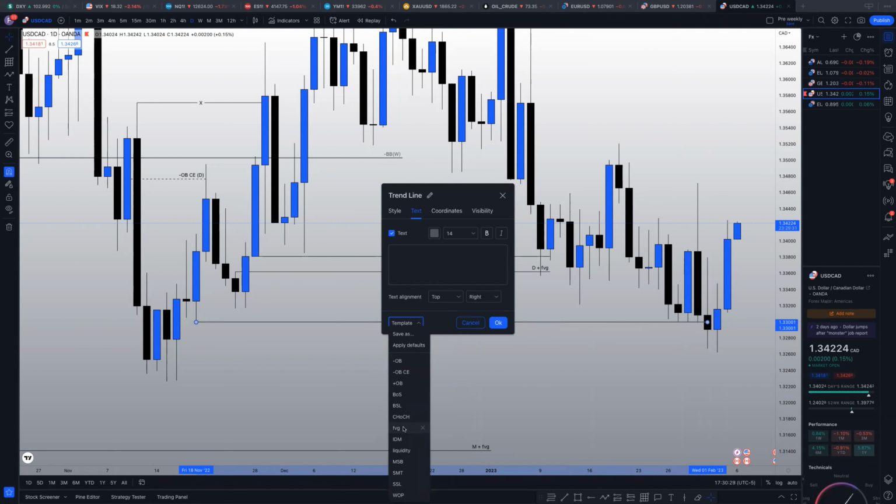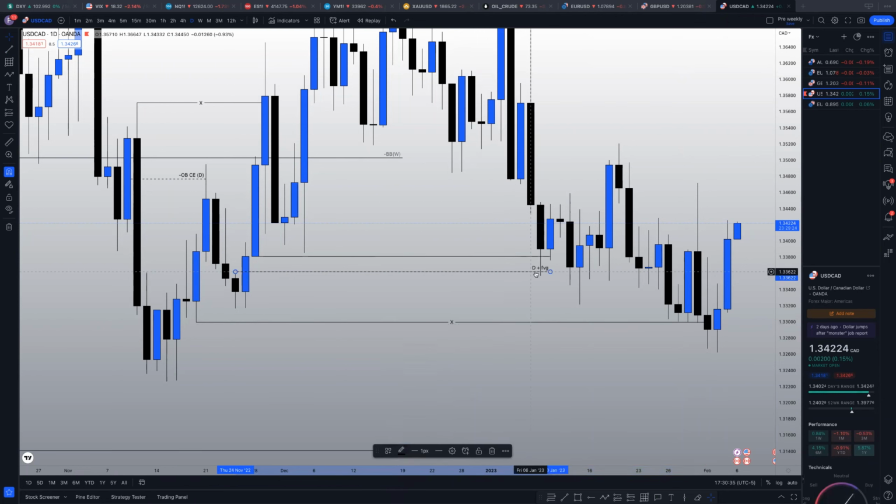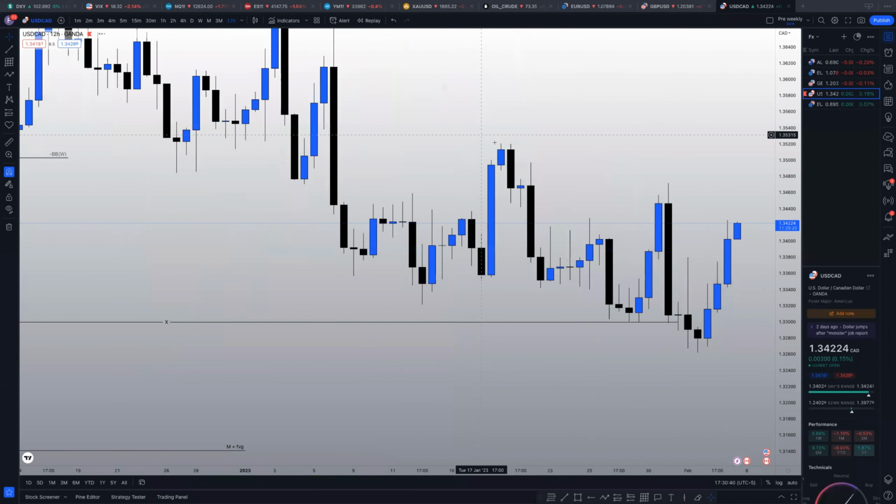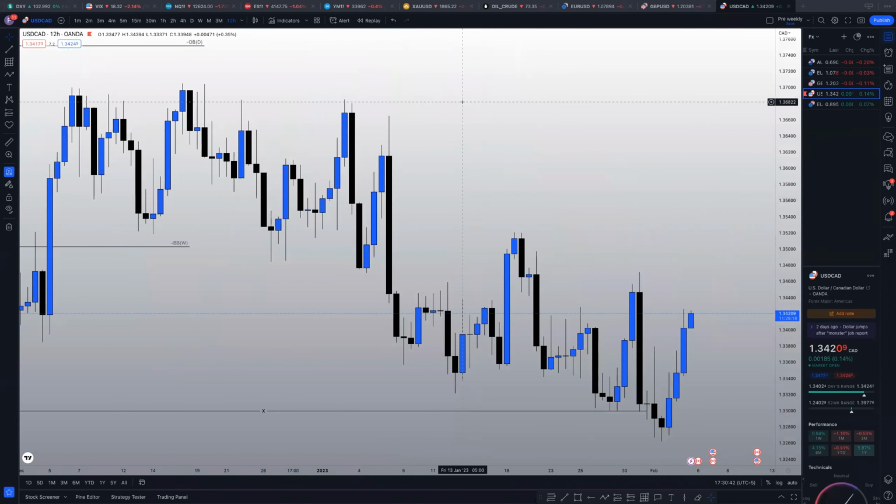Same thing from our previous lesson: accumulation, manipulation, distribution. On UCAD, super tight range, deviate from the range, and now the true move is coming up. Let's see.